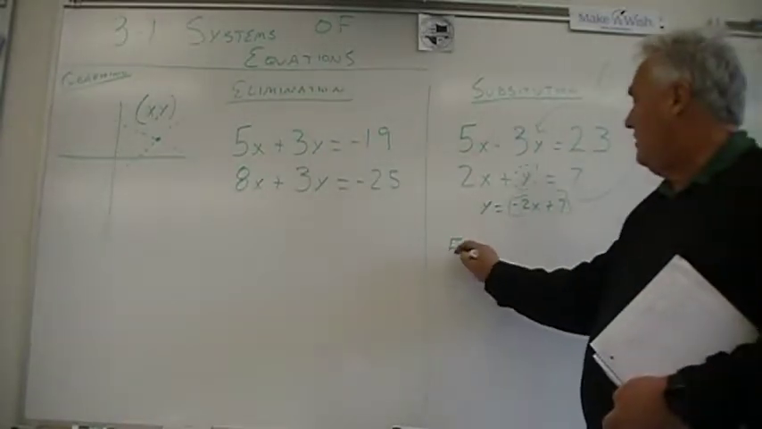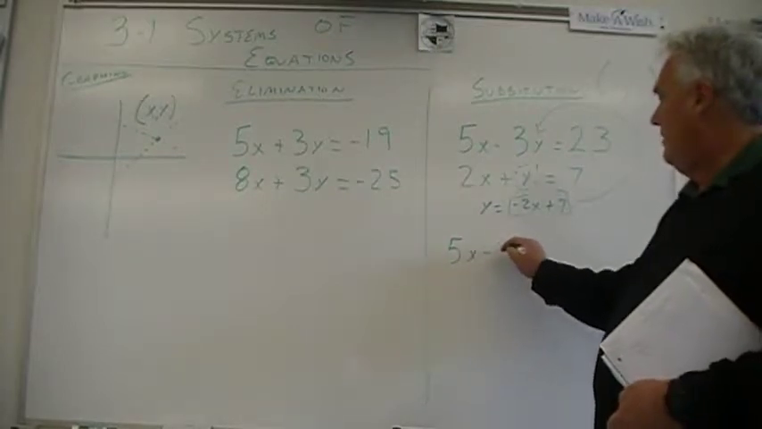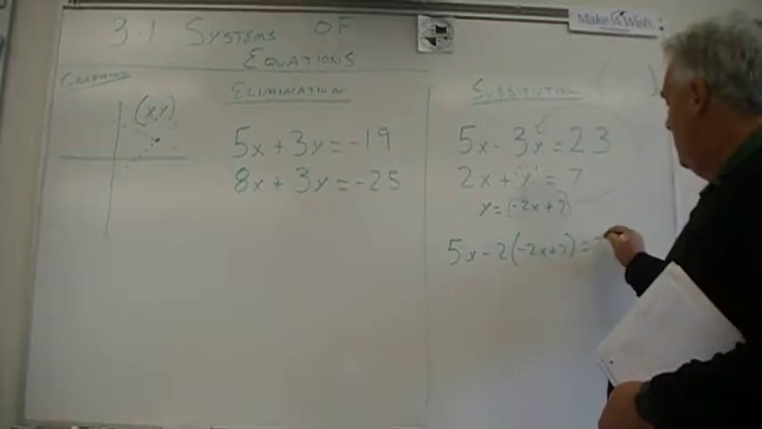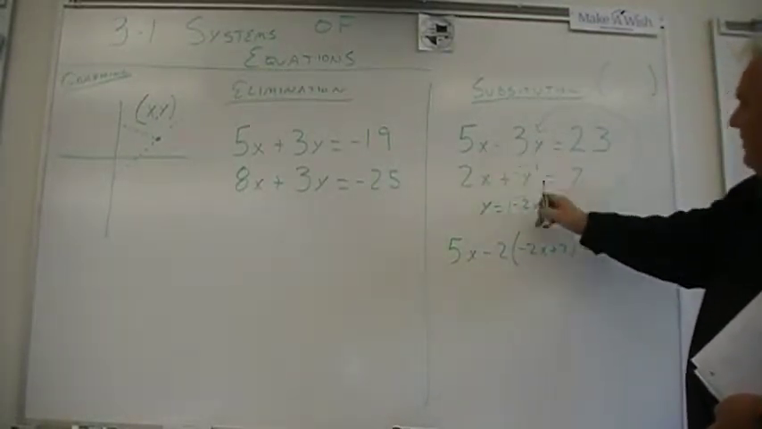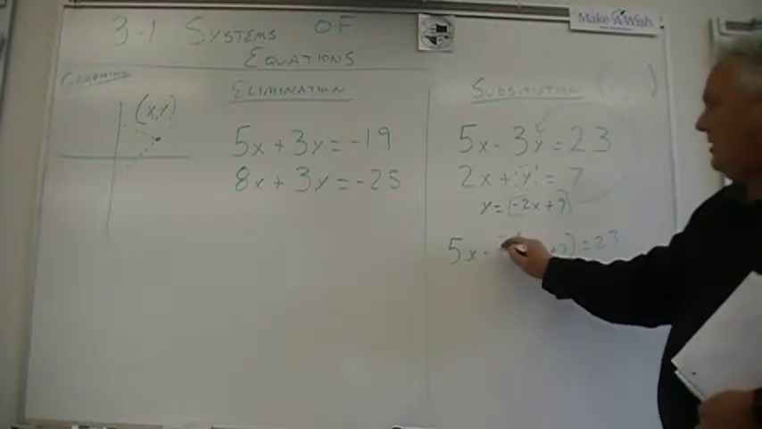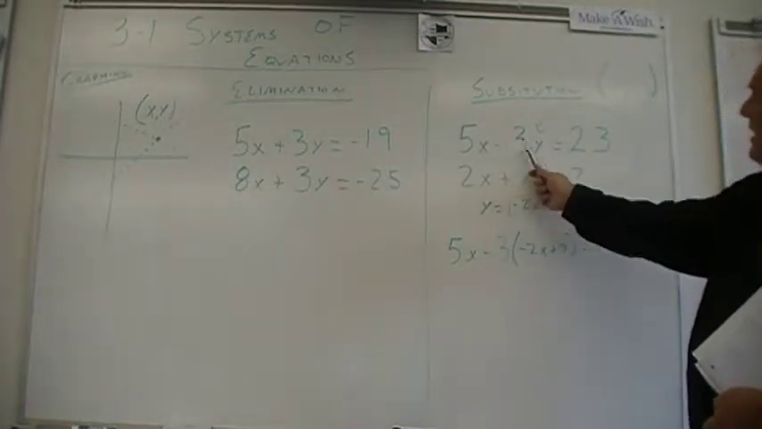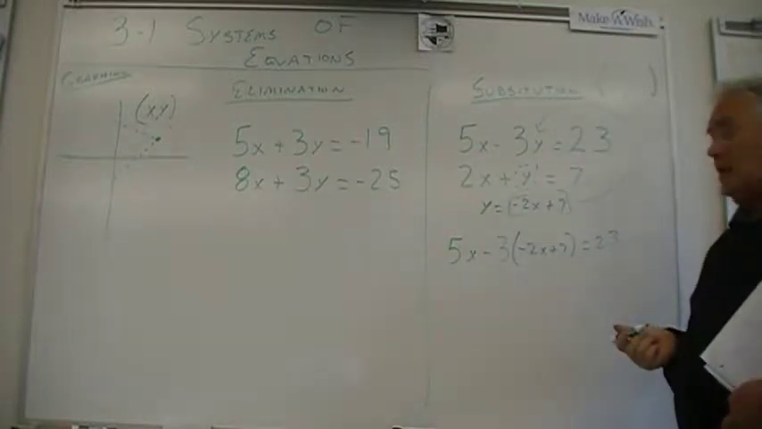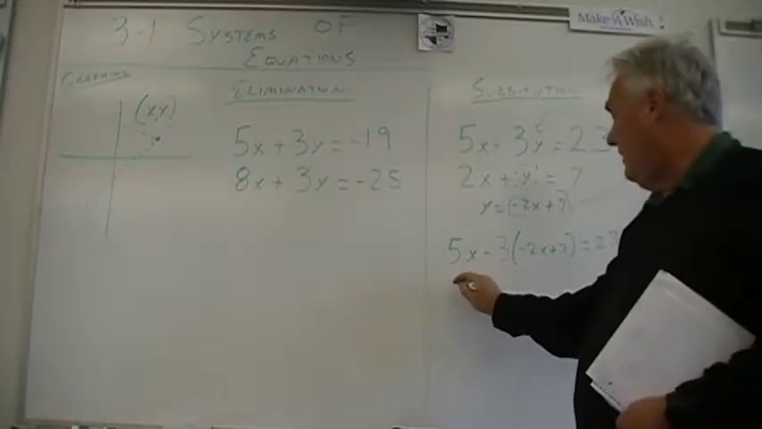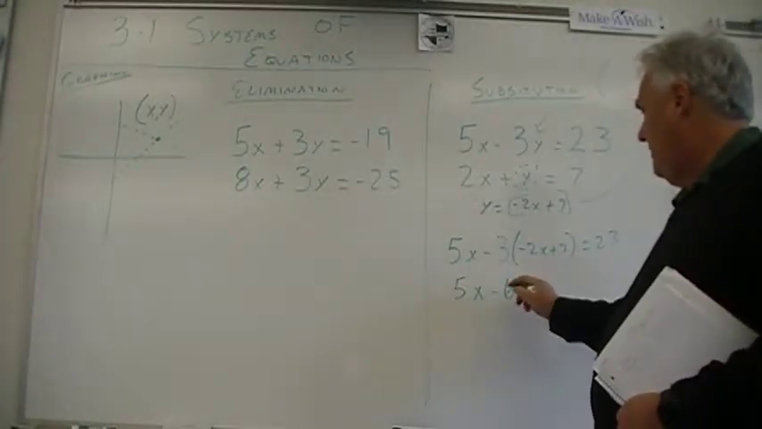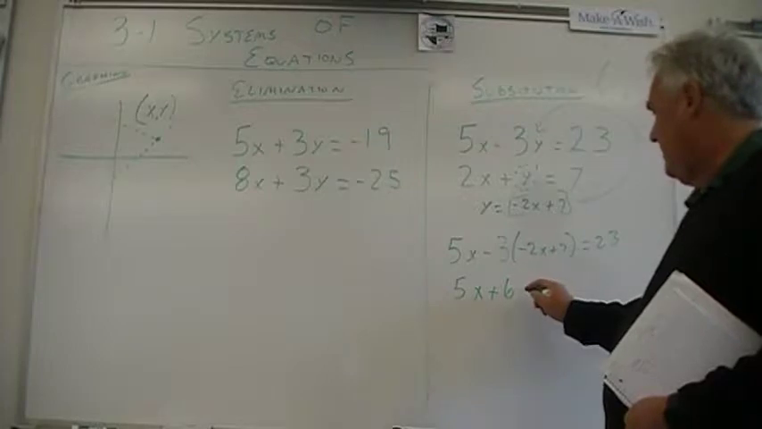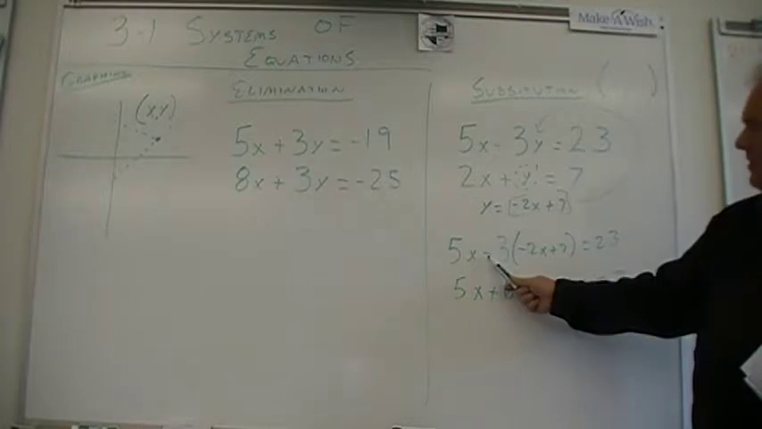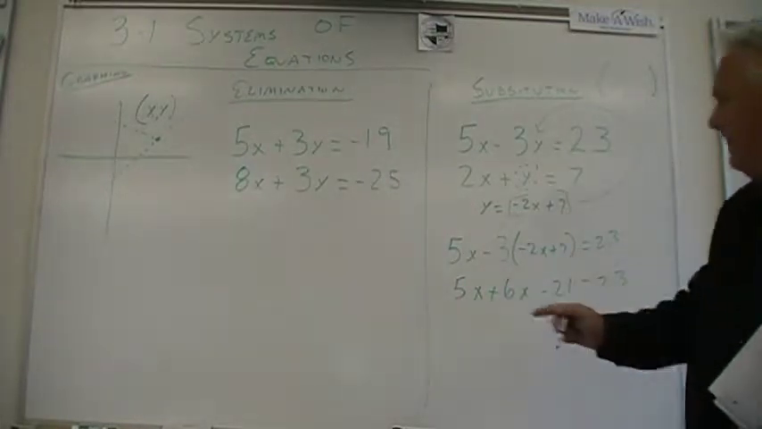So our new equation up here becomes 5x minus 3y. Sorry, this should be a 3. I apologize. 5x minus 3y is 23. Well, y is going to equal this. So now we have to distribute and solve it. So 5x minus, is going to be plus 6x minus 21 equals 23. Remember, it's negative 3 being distributed.